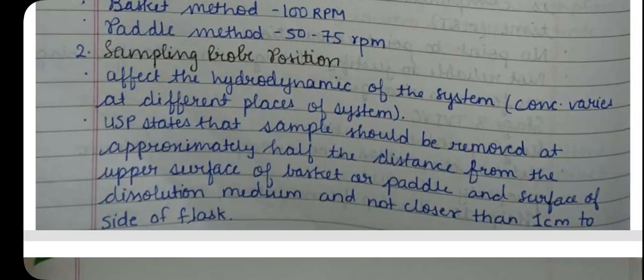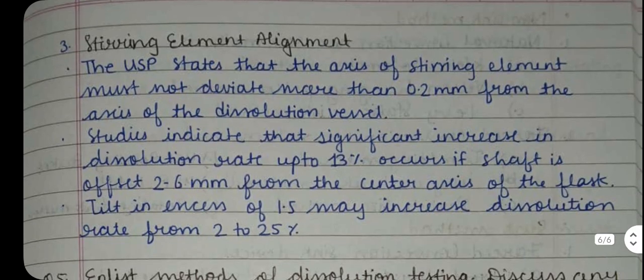Sampling probe position affects the hydrodynamics of the system. Concentration varies at different places of the system. USP states that the sample should be removed at approximately half the distance from the upper surface of the basket or paddle and the surface of the dissolution medium, not closer than 1 cm to the side of the flask.